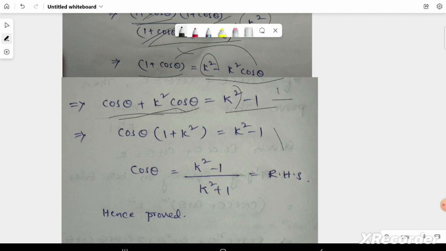Now let's take a common from this equation. If I take cos theta common here, it will be 1, and here we will have k square. So if I put cos theta on the left, and bring this whole 1 plus k square to the right, then it will be k square minus 1 by k square plus 1, which is our RHS, which is our required value.